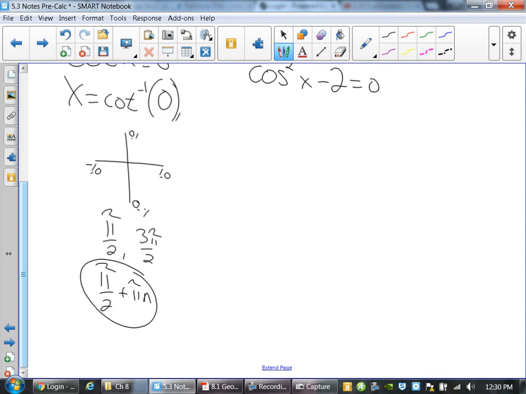On the other one, you guys said add 2 and take the square root, right? So it's root 2. Careful though. X equals the inverse cosine of plus or minus root 2. Because you have to take the square roots, you're going to have multiple angles. Where do you have cosines of root 2?